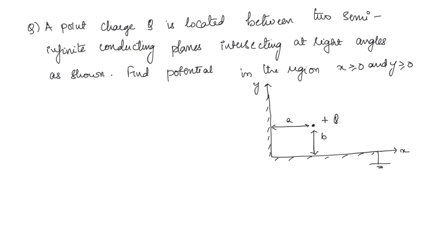So find the potential in the region x is greater than or equal to 0 and y is greater than or equal to 0. That means in this region, right? This is the x axis, this is the y axis. So we will draw the image, right? What will be the equivalent image diagram?